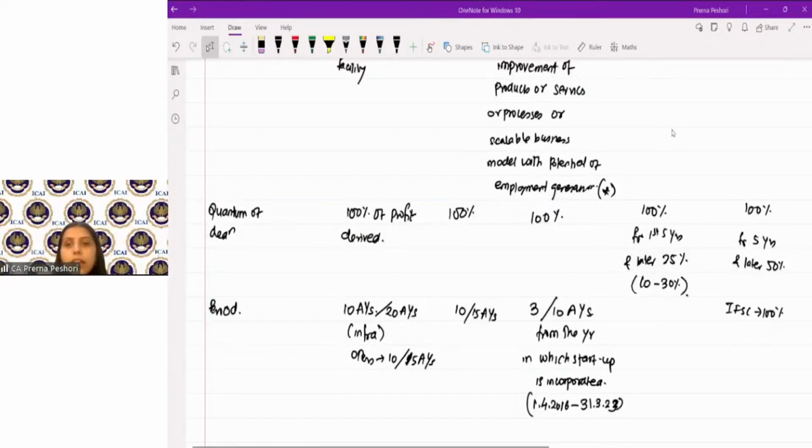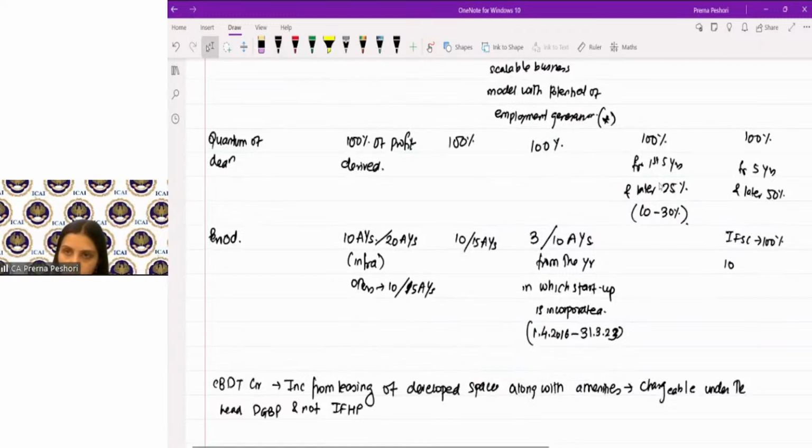And that is for 10 out of 15 years. For 10 out of 15 AYs. Okay, for the unit of IFSC, this is 10 out of 15 years. Correct? So these are the deductions which are available for the entities, okay, for specific business deductions which are there.